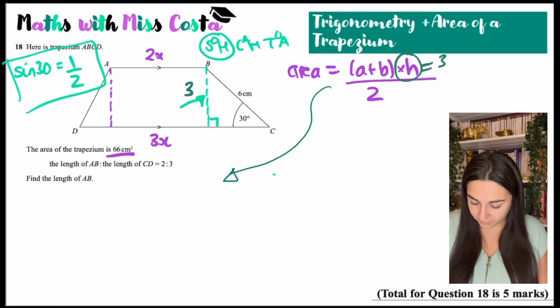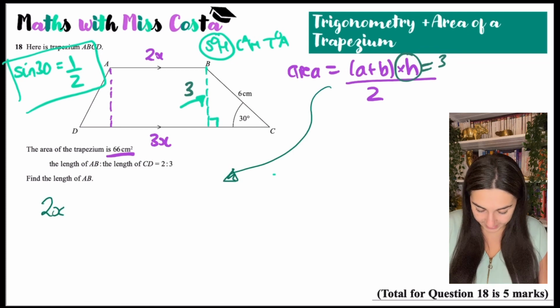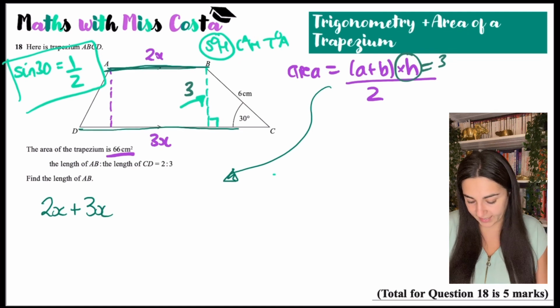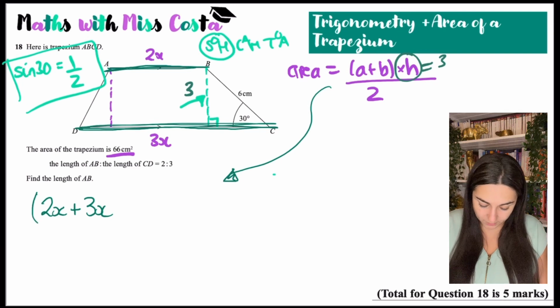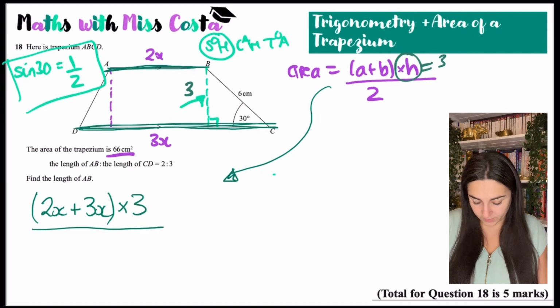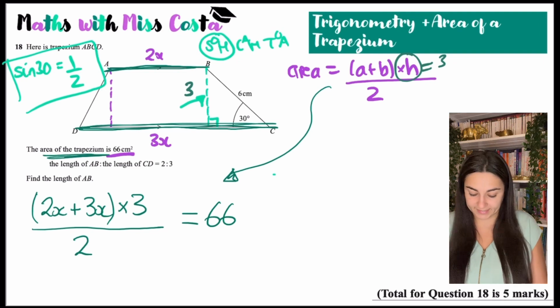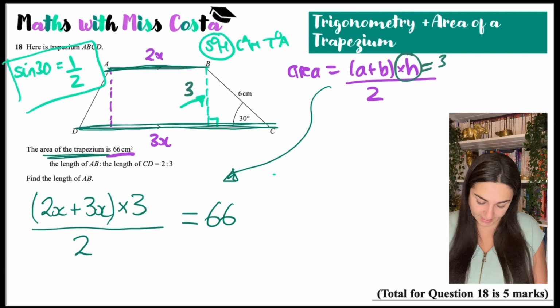So we use the formula for the trapezium, and we'd say a plus b, which is 2x plus 3x. So a and b are just the 2 parallel sides, this here, AB and DC. That's what we're dealing with. We multiply that by the height, which we worked out was 3. And we would divide that by 2, and that must equal 66, because we've been told that the area of the trapezium is 66. So all I'm doing is substituting into that formula.